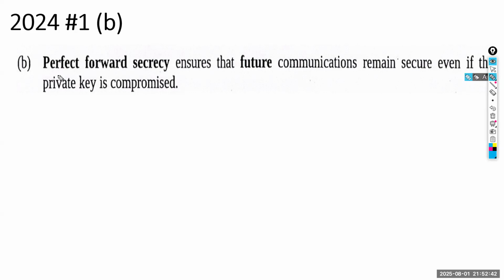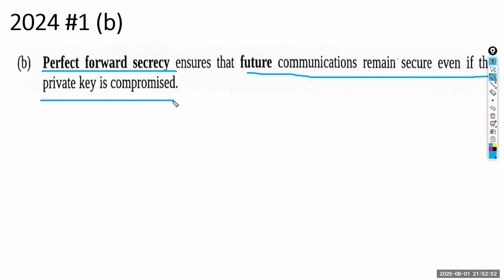Right. This is from your last slide. Perfect forward secrecy ensures the future communications remain secure even if the private key is compromised. That is exactly right. So if today's private key is compromised, the future things are not going to be compromised because tomorrow we are going to use a new key, right? Or tomorrow means for the next set of data transmission, we are going to use a new key.